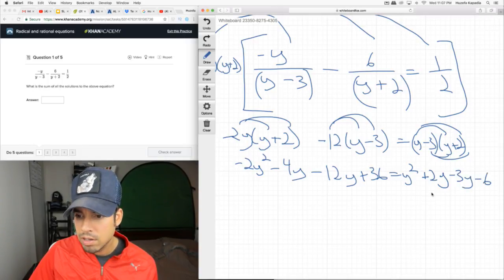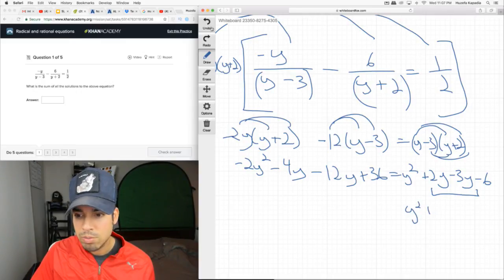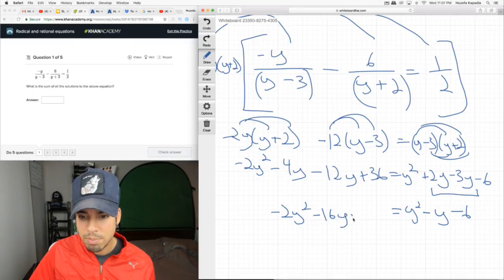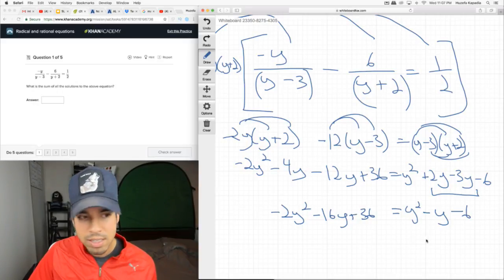Okay. These guys combine to give us minus 1y minus 6. And what about on this side? We've got negative 2y squared minus 16y plus 36. So pretty brutal equation. Now I'm going to bring everything to the left side, set this equal to 0.